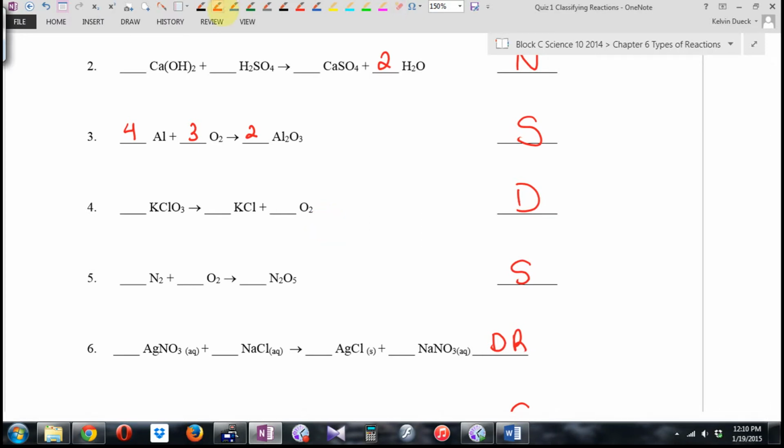So the first thing I might try is putting a 3 there and a 2 there, which now balances the oxygens. But now I've changed the potassiums. I got 2, so I might try putting a 2 there. And holy smokes, I think that also took care of the chlorines. So this one is 2, 2, 3.